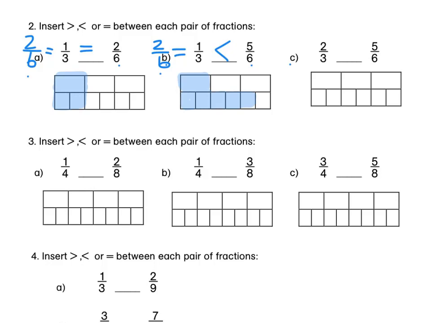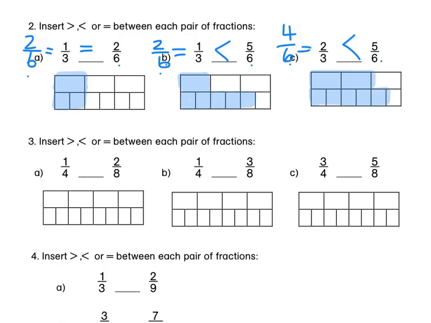For C, now before I shade it in, let's write this as something out of 6, so we can compare 6 to 6, times the bottom by 2, times the top by 2, 4/6 and 5/6. 5/6 is bigger. Now let's shade to confirm the answer. There we've got 2/3 or 4/6, and beneath it we've got 5/6, and this is why 5/6 is bigger. It's just a bit bigger there.